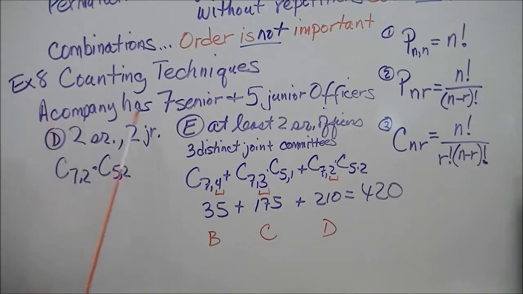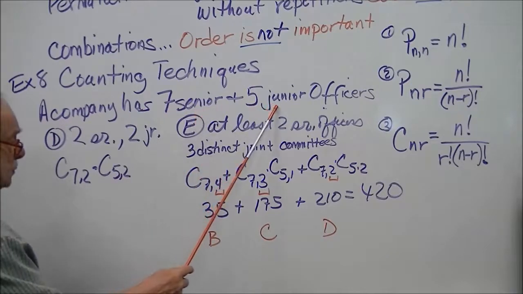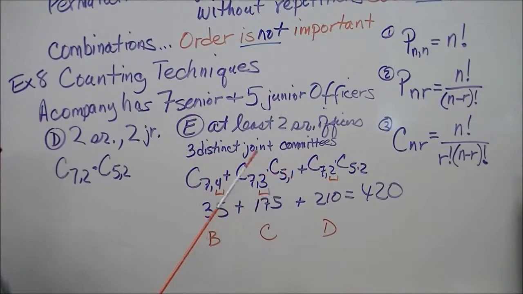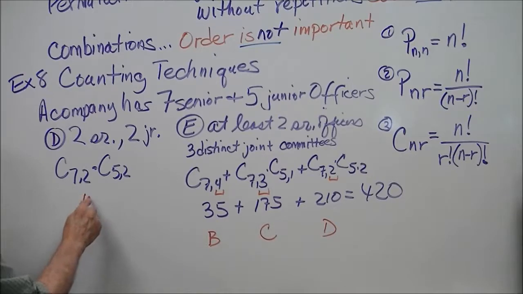But again, this company has the 7 senior officers, 5 junior, total of 12. And then they're asking in letter D here that they want to have at least 2 seniors and at least 2 juniors. So this is a product of combinations. Senior officers, 7. We're going to select 2. Junior officers, there's 5. We're going to select 2. Multiply them together, and this ends up as 120.